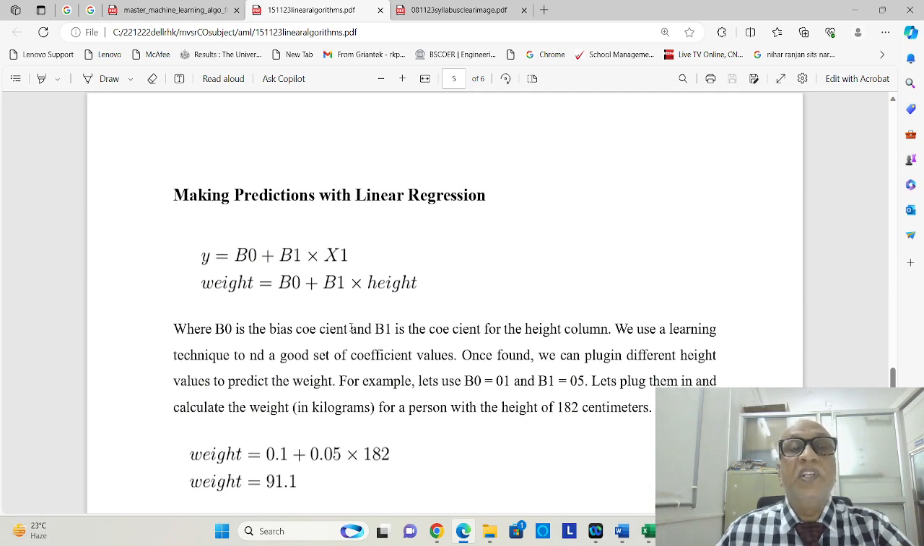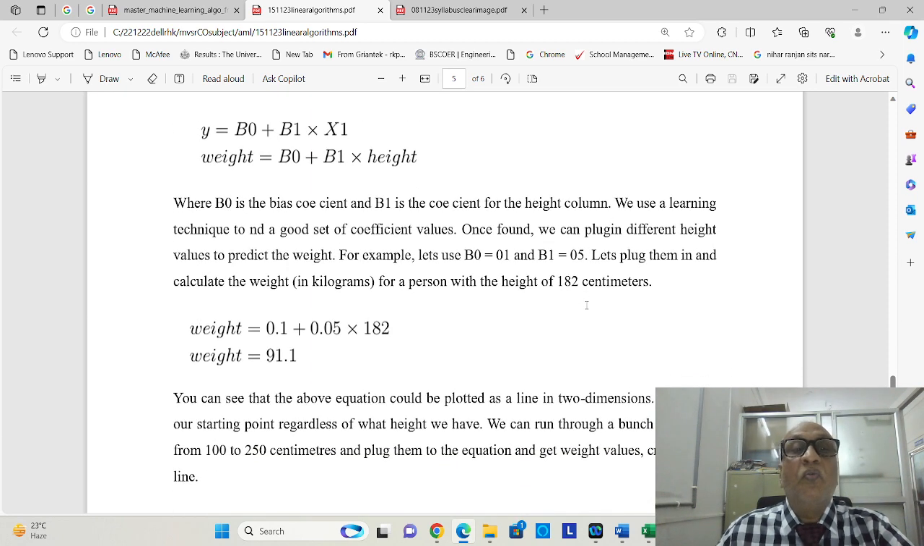How do I predict using linear regression? Let us say this is the relationship y = b0 + b1 * x1, where y is the weight and x is the height. It means height x is the input and weight is the output. It means what needs to be predicted? The weight needs to be predicted. Where b0 is what? It's a bias coefficient. And b1 is what? It's a coefficient for the height column. Now we need to set the coefficient values, good coefficient values. And post that we'll be predicting the weight.